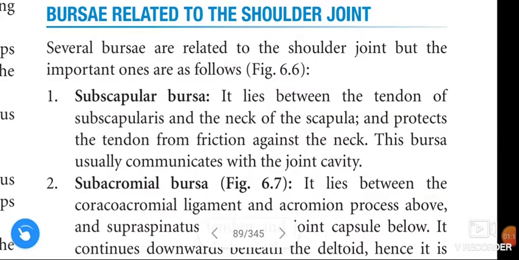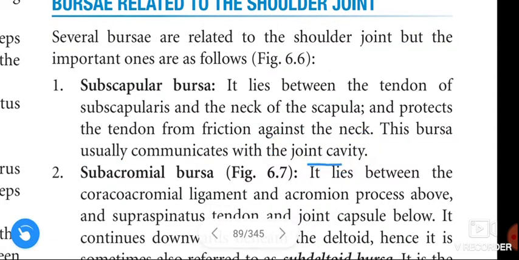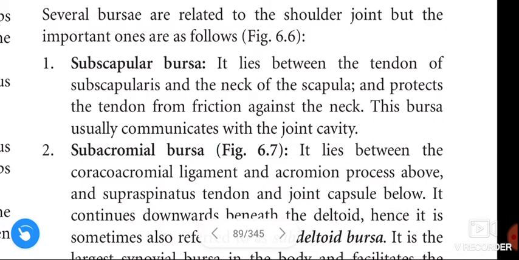Subscapular bursa lies between the tendon of subscapularis and the neck of the scapula and protects the subscapularis from friction against the neck. This bursa usually communicates with the joint cavity. That means this subscapular bursa protects the subscapularis muscle tendon from friction against the neck. This bursa usually communicates with the joint cavity.